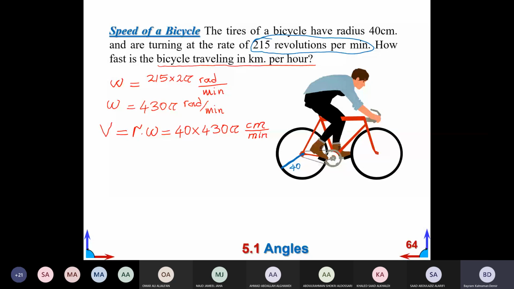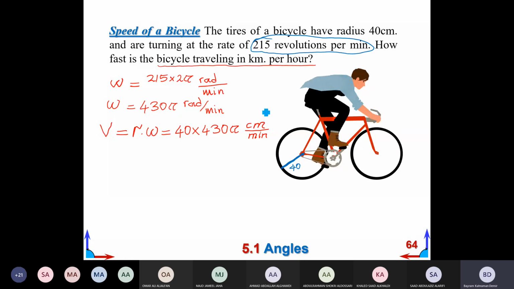Yes. Okay, the linear speed is in centimeter per minute. We do not have radian for the linear speed, huh? Okay, but this is centimeter per minute. We need to switch to kilometer per hour.